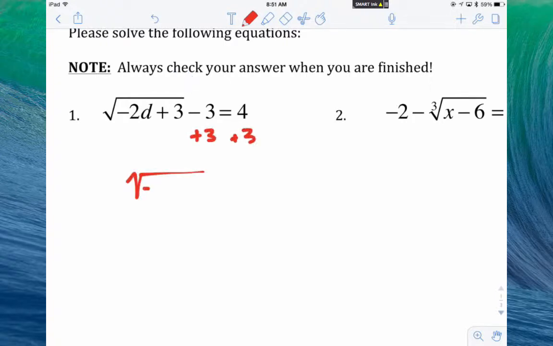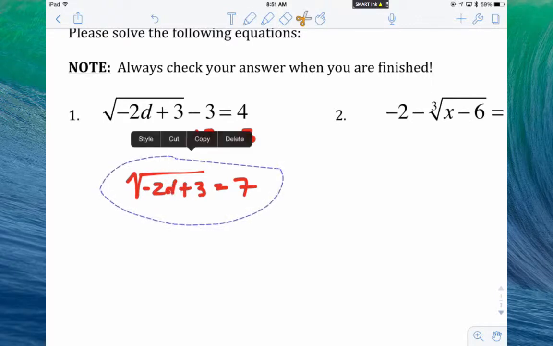The square root of the quantity negative 2d plus 3 equals 7. So what we're going to do now is, well, if the square root of negative 2d plus 3 is equal to 7, well, then if I raise this side of the equation to the second power, I should get just negative 2d plus 3, right? By definition, and please do write an extra line here.